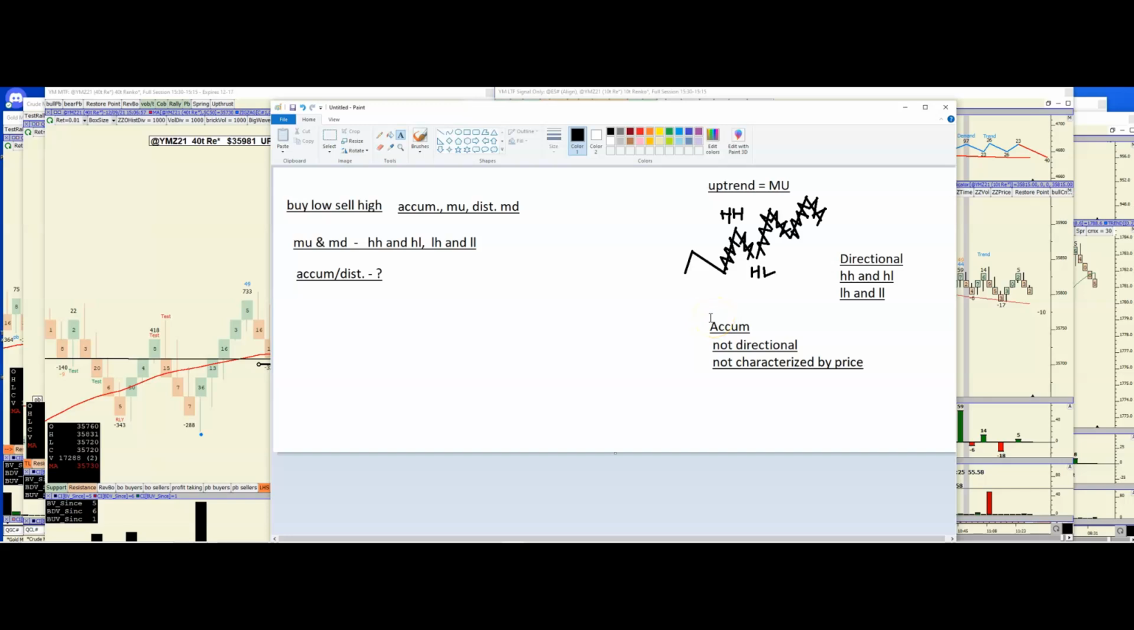What I'm saying is accumulation is non-directional because it comes before trend is established. It comes before an uptrend, or a downtrend in terms of distribution. Therefore, it is not characterized by price. Price is directional. Accumulation and distribution are non-directional. Therefore, accumulation and distribution are not characterized by price. Get it?